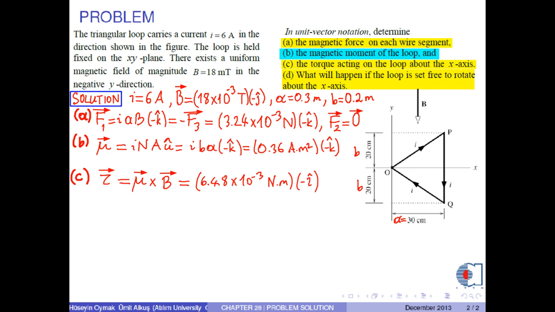D. Determine what will happen if the loop is set free to rotate about the x-axis. Since the torque is in the negative x direction, the loop starts to rotate around the x-axis towards the screen. Or as the final remark, it oscillates around the x-axis back and forth.